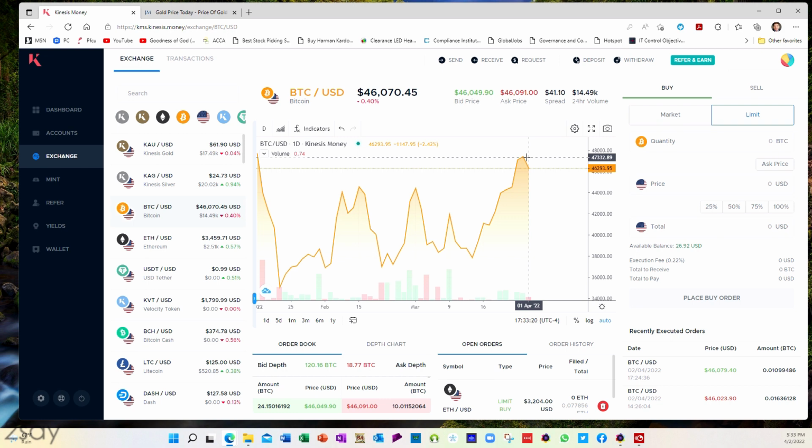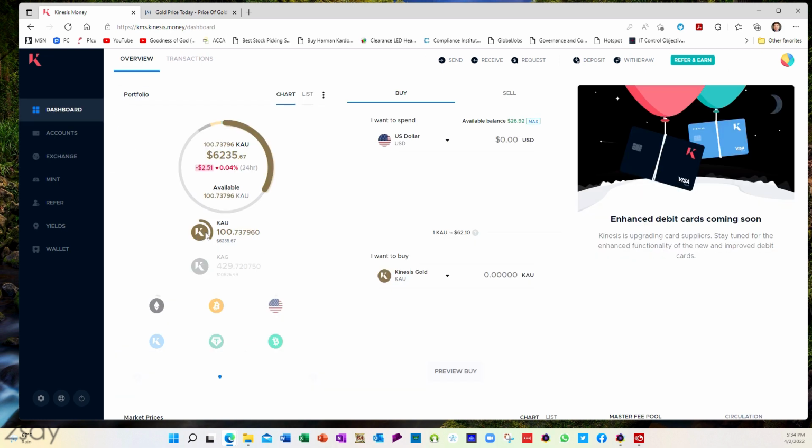I want to show you how you can set up an order to go from one Kinesis token to another Kinesis token, right? So instead of using euros or dollars as your bridge, your medium to get from one to the other, you can set up trades to go directly from one to the other. I'm using KAU's gold as a long-term savings, right? So I want to, over time, accumulate gold for the long term.